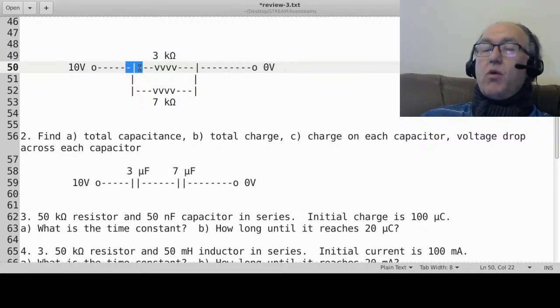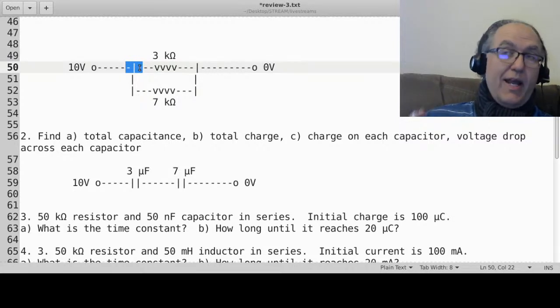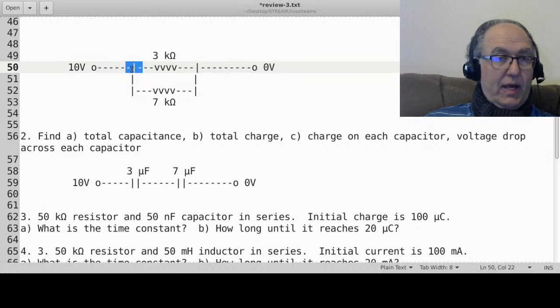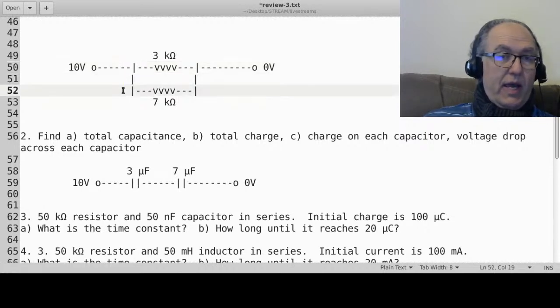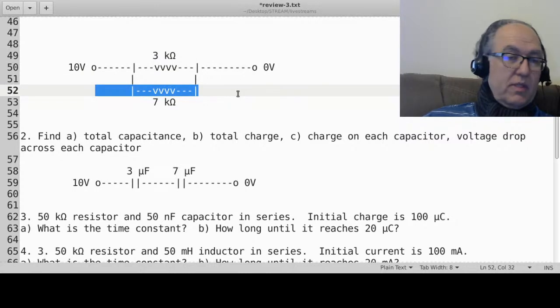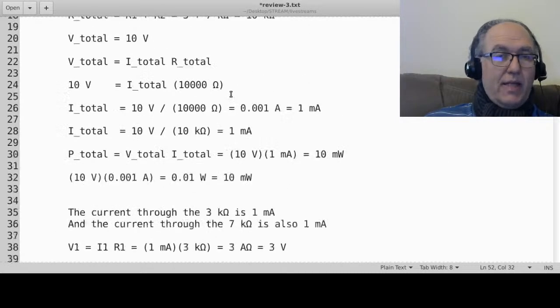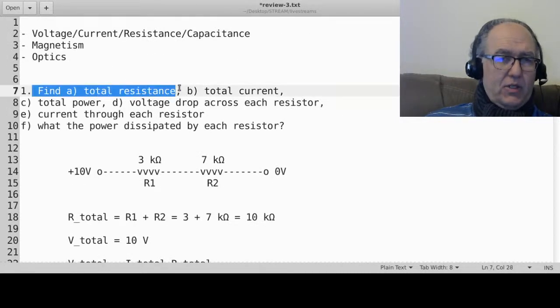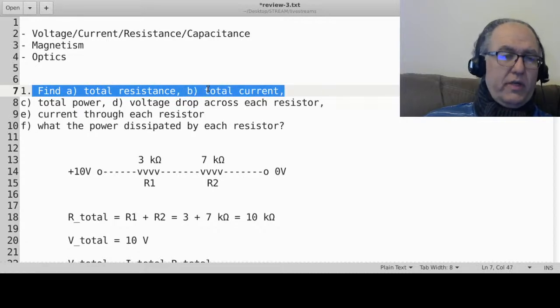Okay, so with parallel resistors, you're going to have the current splitting. You didn't have that with the series, but you have that with the parallel. The current splits here. Part of the current goes through the 3 kilo ohm, and another part goes through the 7 kilo ohm. I'm going to ask the same questions: find the total resistance, find the total current, and so on.